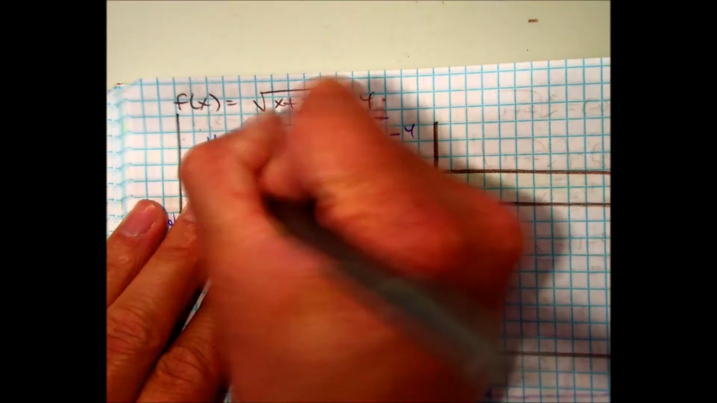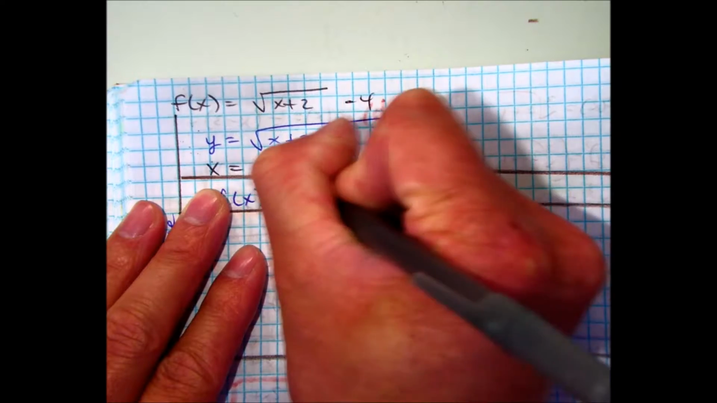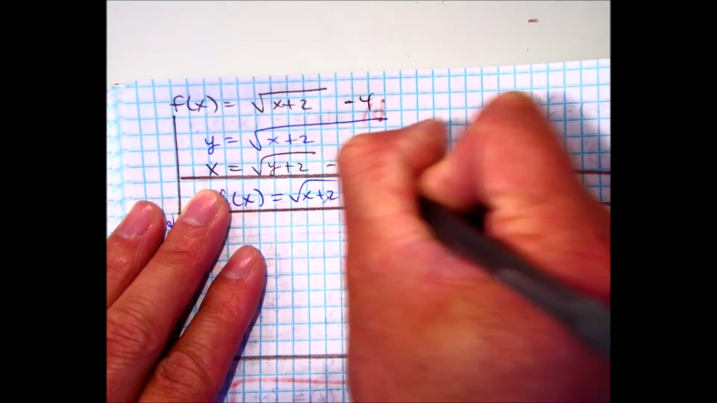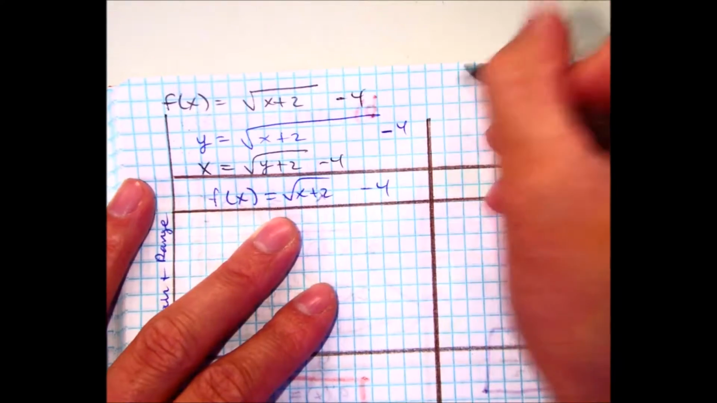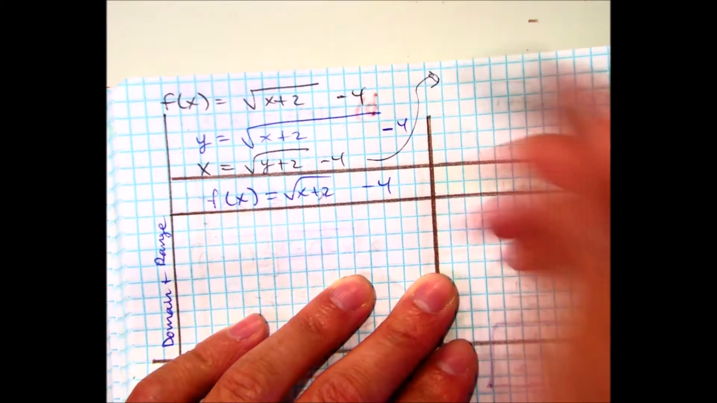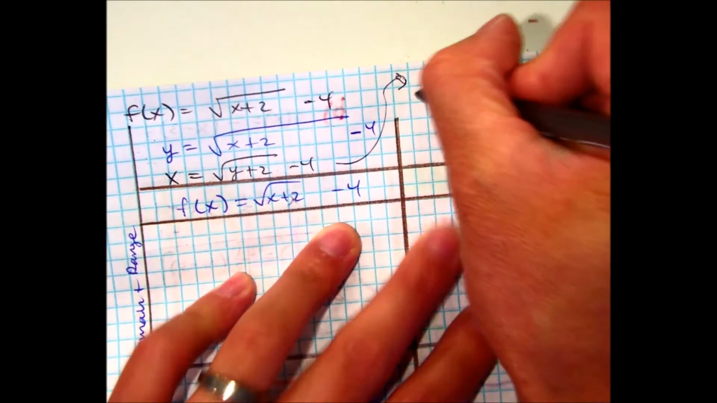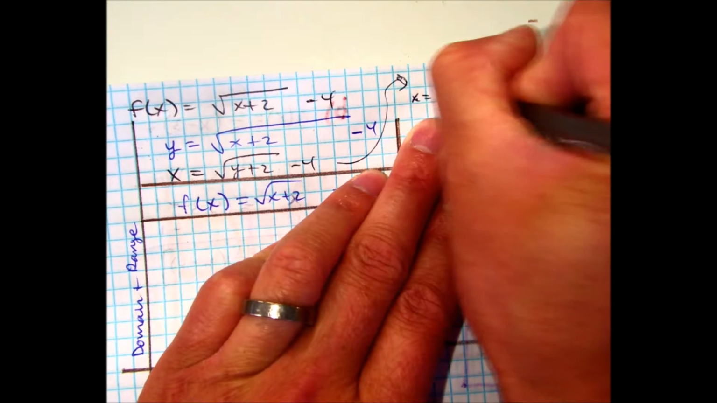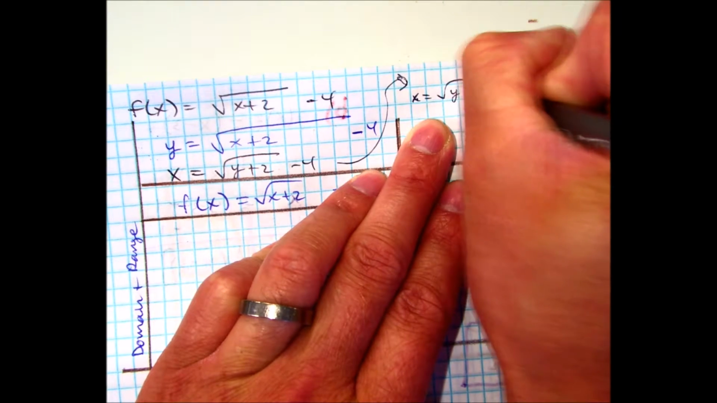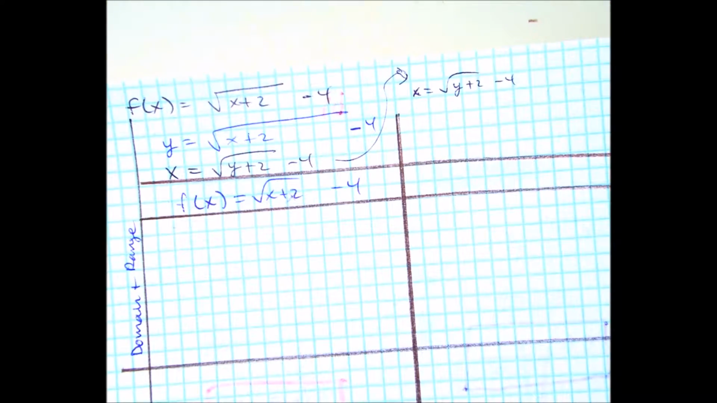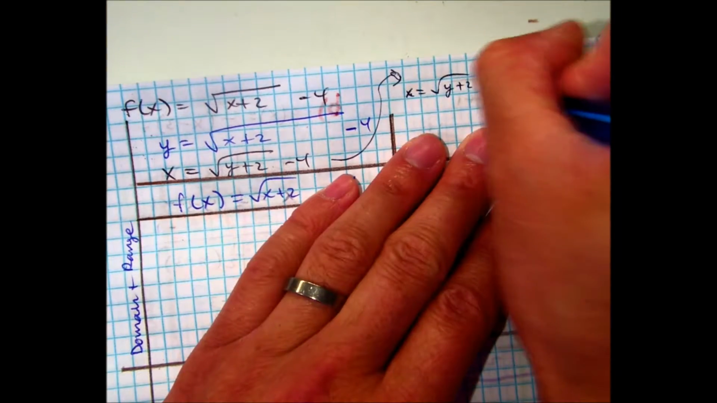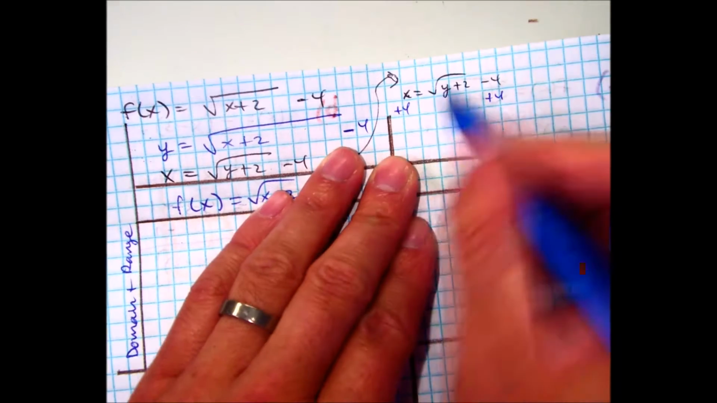So now I have x equals the square root of y plus 2 minus 4. Yes? Yeah. So I'll write it here. I have x equals the square root of y plus 2 minus 4. What am I going to do next? Add 4 to both sides. We're going to add 4 to both sides.